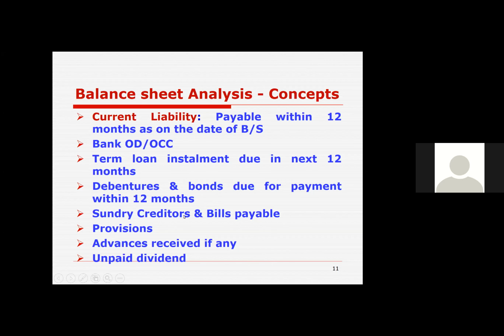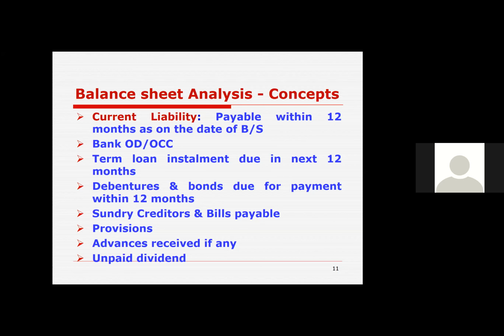What are sundry creditors? Suppose the company or the firm has bought on credit, for example, stocks or raw materials. The firm buys the raw materials on credit basis. From whom they have taken the items on credit basis, those people are called sundry creditors.